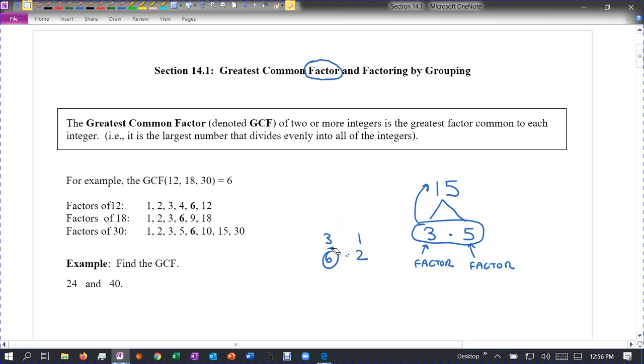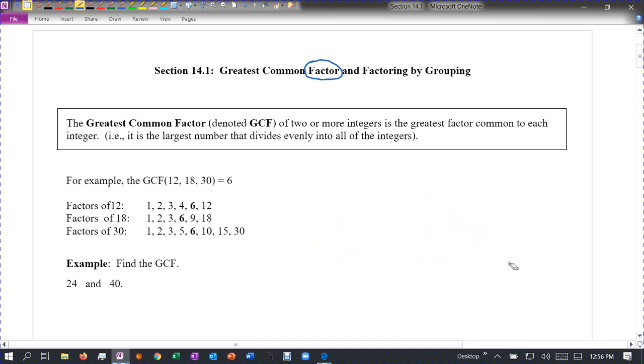In this section, eventually our goal is to start out with something and to break it down into 2 things being multiplied. In other words, factoring. So before we can do that, we have to get a couple of things in line first. And this first definition is called the greatest common factor. So the greatest common factor of 2 or more integers is the greatest factor common to each integer. In other words, it is the largest number that divides evenly into all the integers.